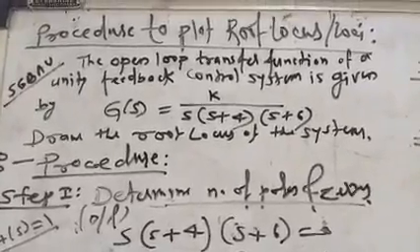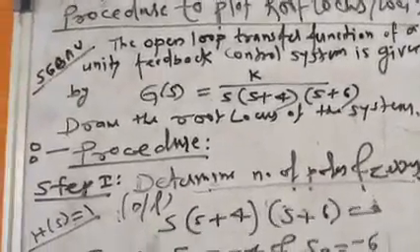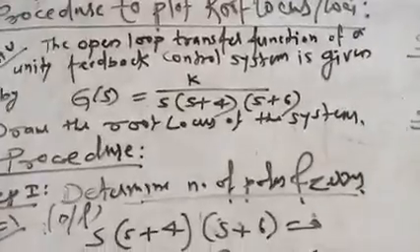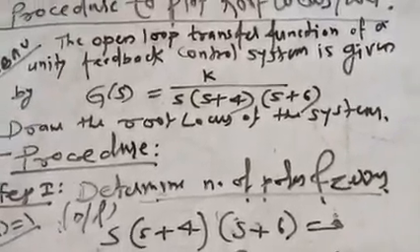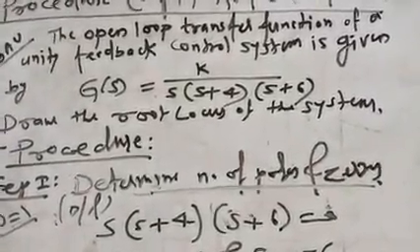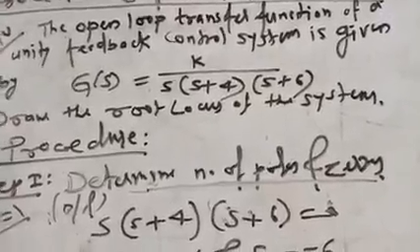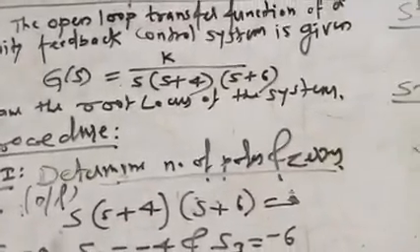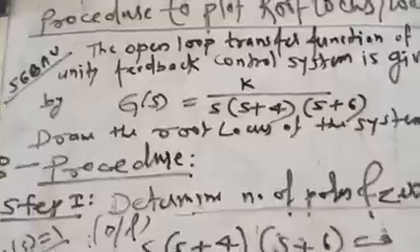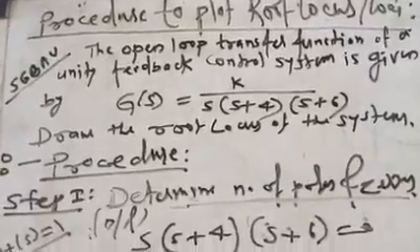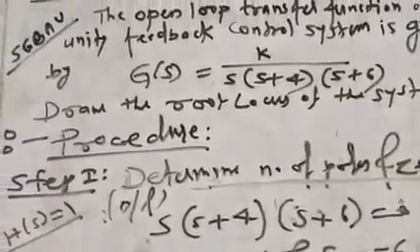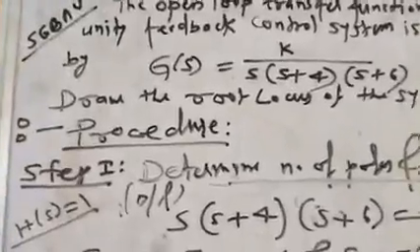So write down one question. It is a university question. The open loop transfer function of a unity feedback control system is given by G(s) equal to K divided by s(s plus 4)(s plus 6). Draw the root locus of the system. So first read the question carefully, then the procedure. Stepwise we try to understand the root locus.